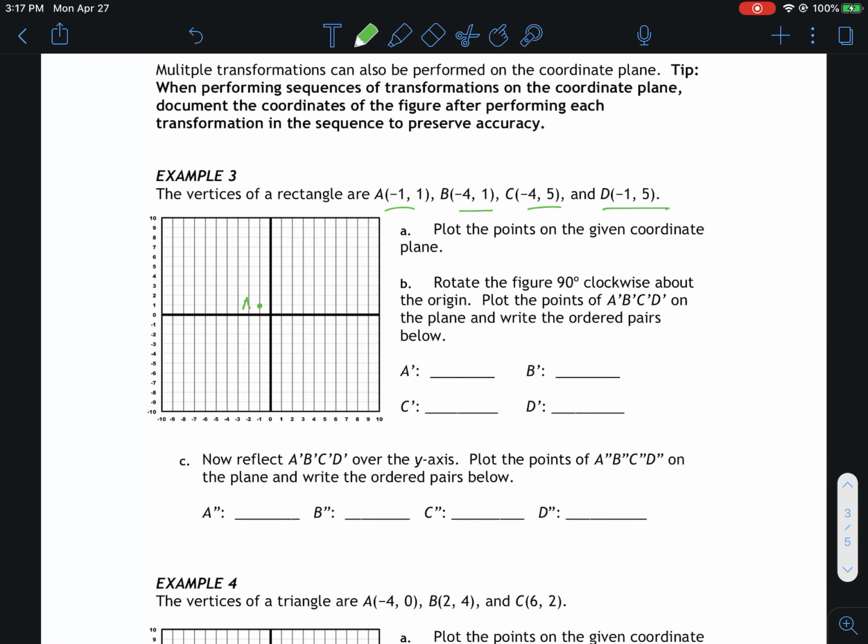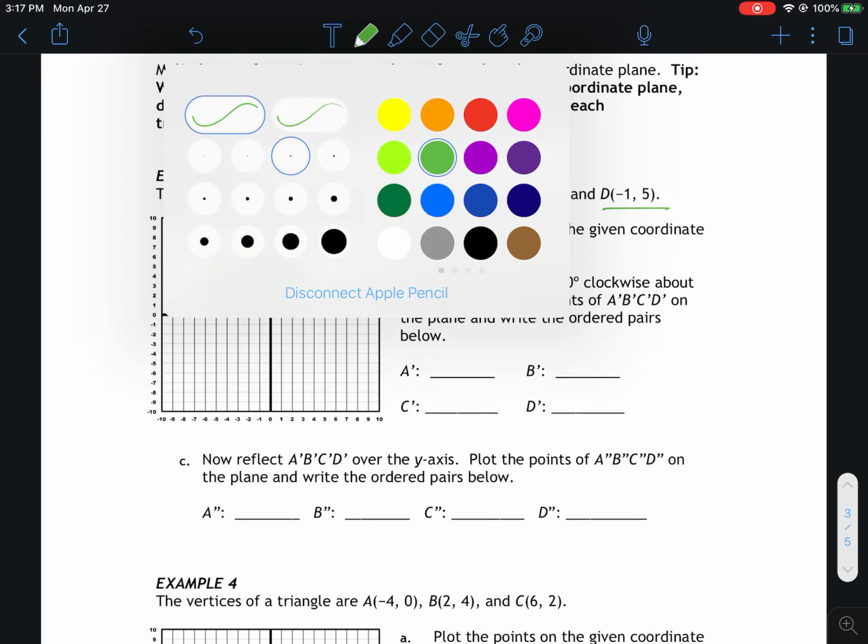So for letter A, it is at (-1, +1). So right here, I'm going to write letter A. And then (-4, +1) is letter B here. Letter C is at (-4, +5). And letter D is (-1, +5). And we know that this is a rectangle, so we need to make sure that it has parallel and straight lines as best we can on our iPads.